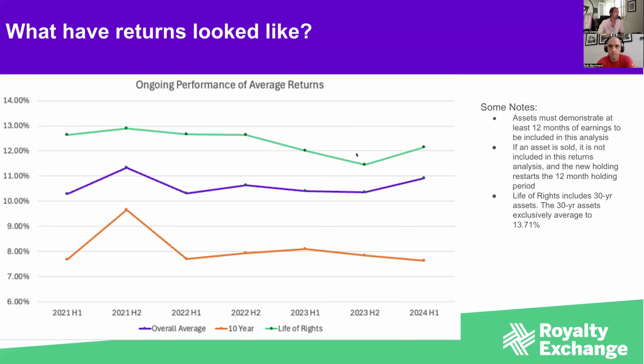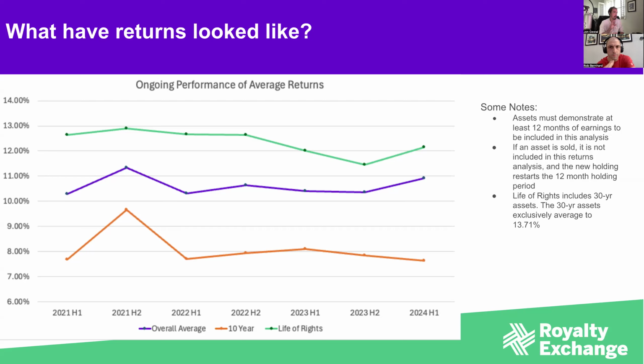So first, what have returns looked like on Royalty Exchange? This is from our most recent All Access piece. This is just a general summary of returns for assets held on Royalty Exchange. A couple caveats here. To be included in this analysis, assets need to have demonstrated at least 12 months of earnings. So not everything that's transacted on the site is included here. Anything that was sold is not included here. So all-in returns are not included. This is for held ROI.